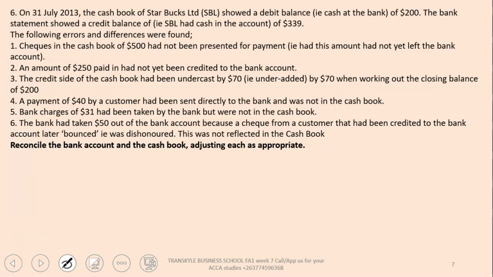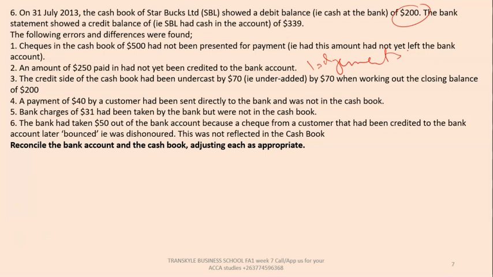Cheques in the cash book for 500 had not been presented. So unpresented cheques. The amount of 250 paid in had not yet been credited to the bank. So that is a lodgement. And the credit side of the cash book had been undercast by $70 when working out the closing balance of 200. So when we arrived at this figure, we had made an error, an undercast, on the credit side. If the credit side had been undercast, it means that on the payment side we had ignored a certain payment, so that balance could be reduced.